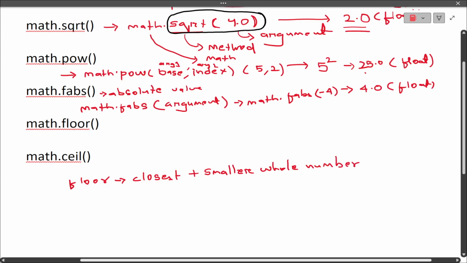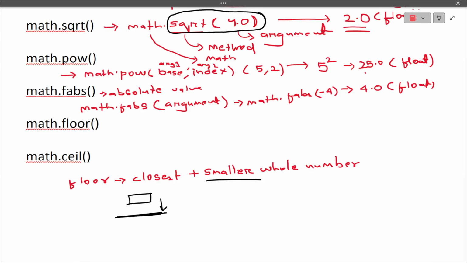Why am I saying smaller? See, flooring means what? Whatever things will be given. If I say flooring, it means low only, right? Low only means smaller. So let us see what we actually get out of this.